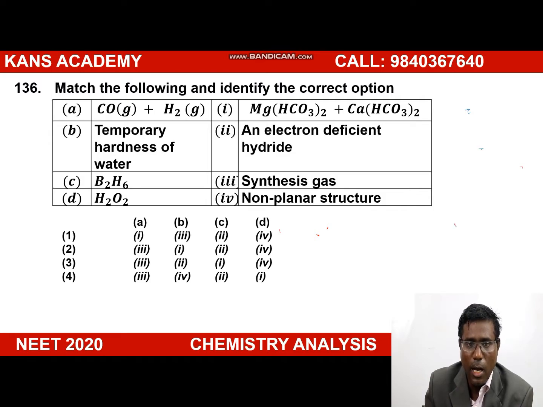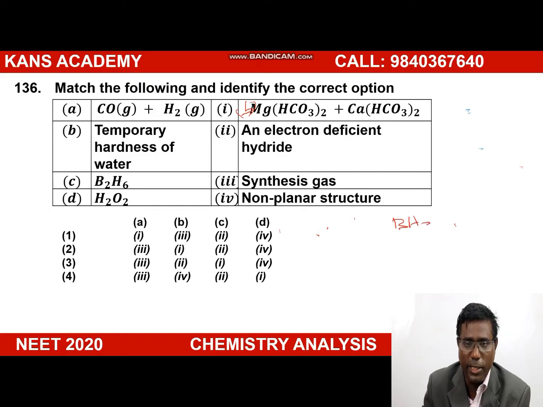And then C option, B2H6. B2H6 is diborane. Diborane is a dimeric form of BH3. So this is an electron deficient molecule having 6 electrons. So this is an electron deficient hydride.